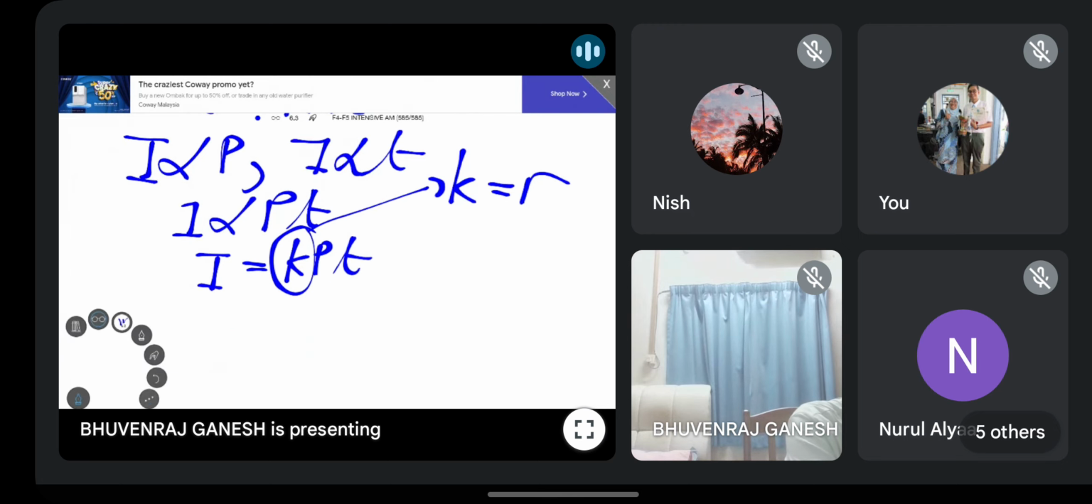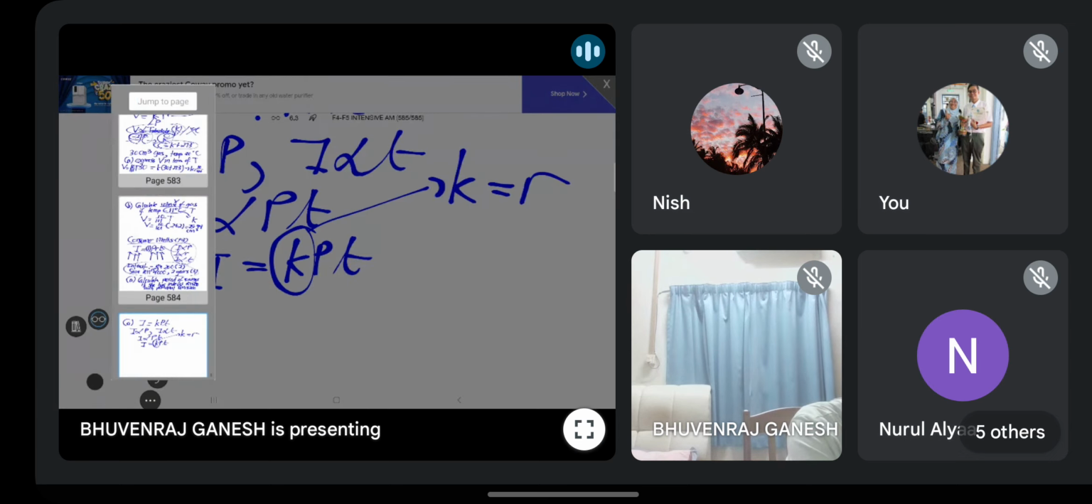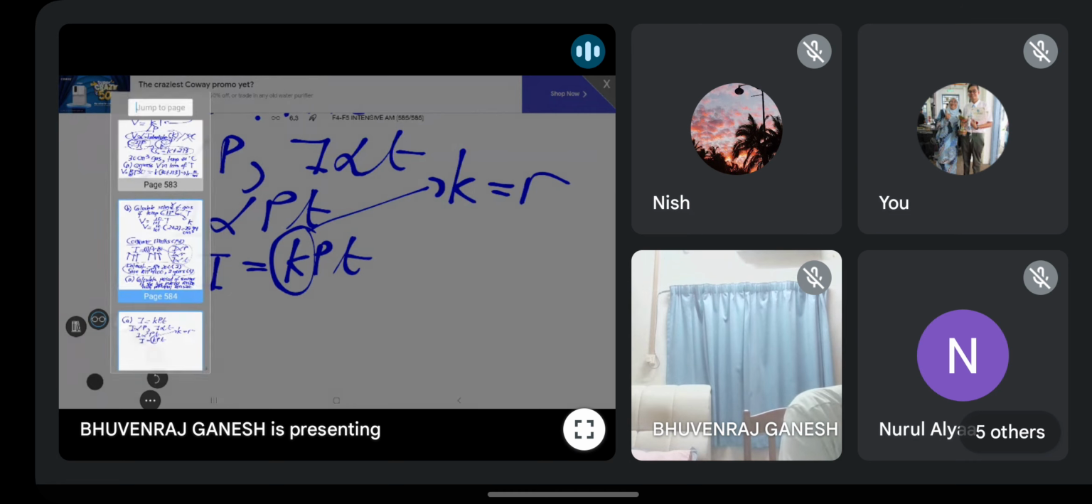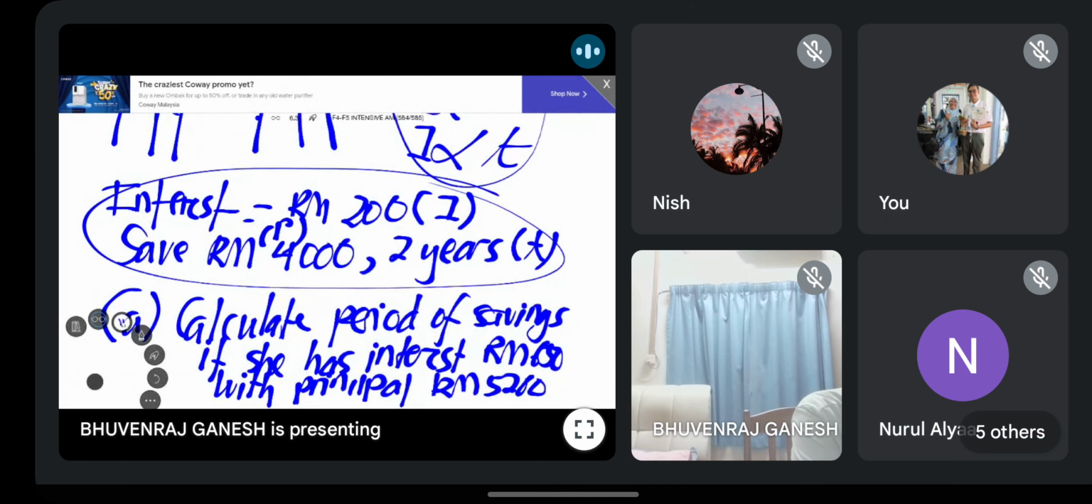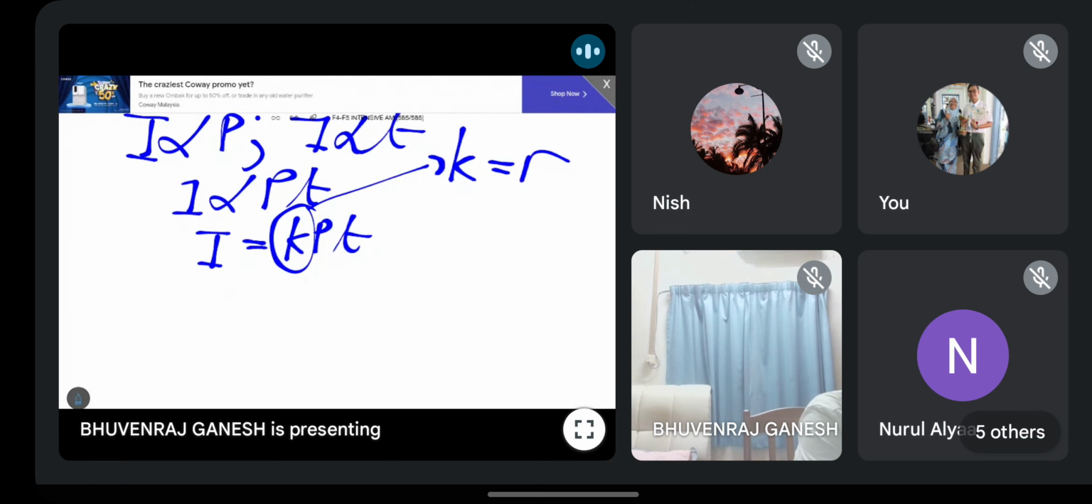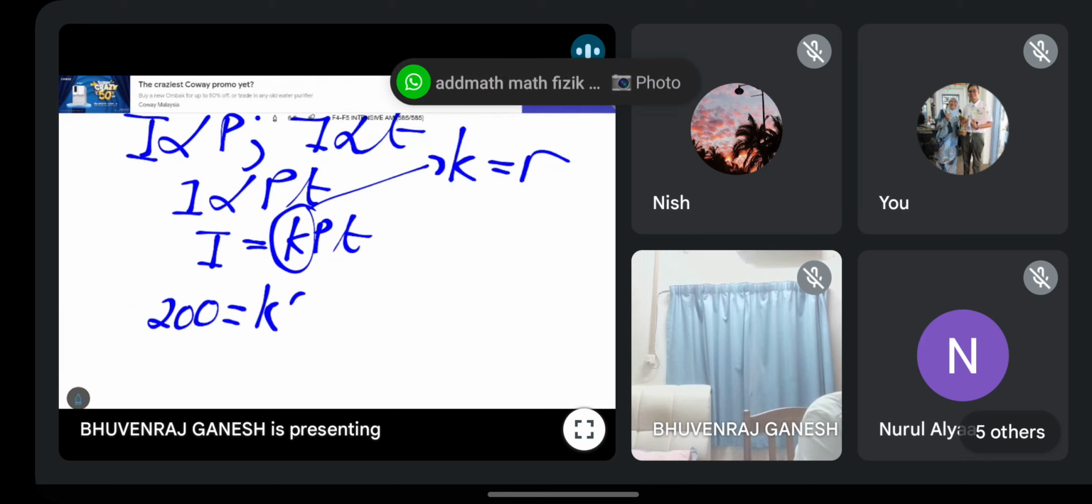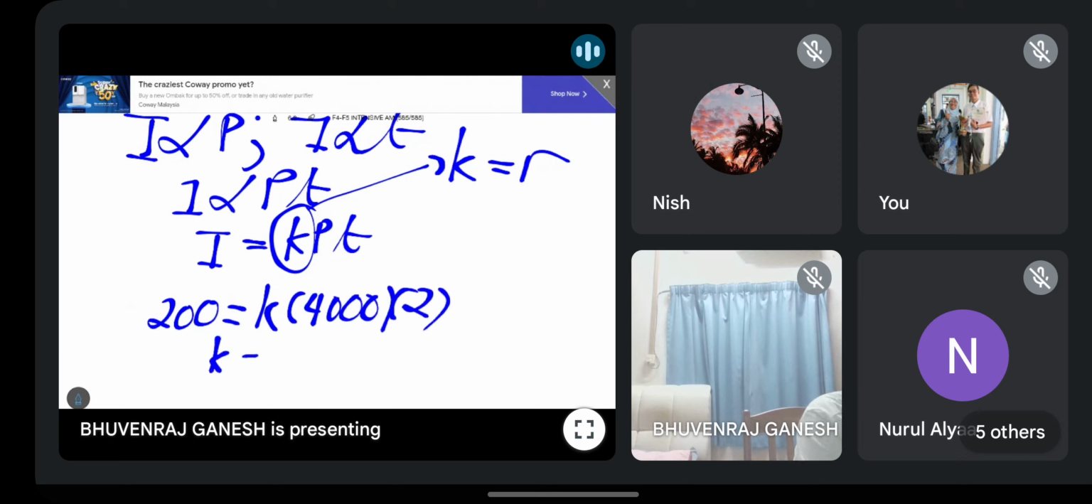Okay. So now, dari sini, kamu boleh cari nilai K. Okay, so dari info tadi, kamu ada interest sama dengan 200. Okay, faedah 200, principal 4,000, tempo 2 tahun. Okay, so kamu boleh gantikan untuk cari nilai kamu. So you will have 200 equals to K, 4,000, and then 2 tahun. So if you count, K equal to 0.025. So kamu tulis balik, I equal to 0.025 P T.